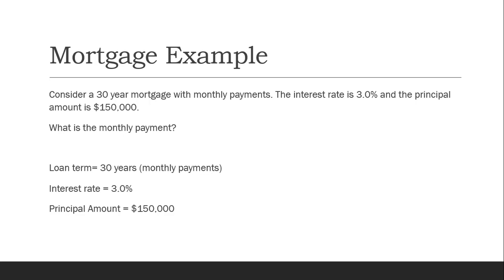So with this example, this is just something that's kind of typical. We have a 30-year mortgage with monthly payments. The interest rate is 3.0 and the principal amount is $150,000, and we want to know what this monthly payment is going to be. So once again, we've broken it down by looking at the loan terms. So that's going to be 30 years with monthly payments. The interest rate is 3.0% and the principal amount is $150,000.